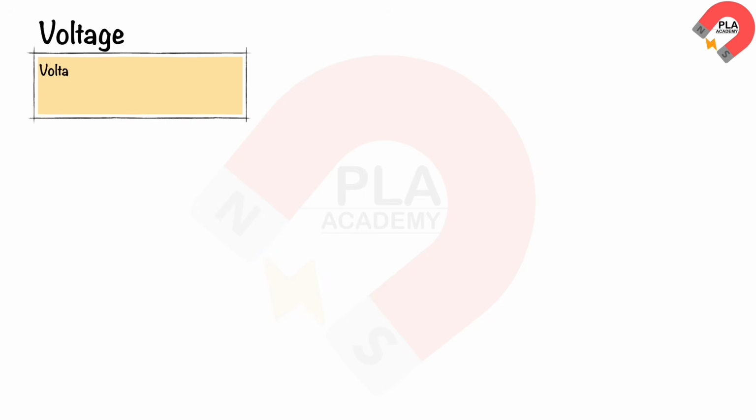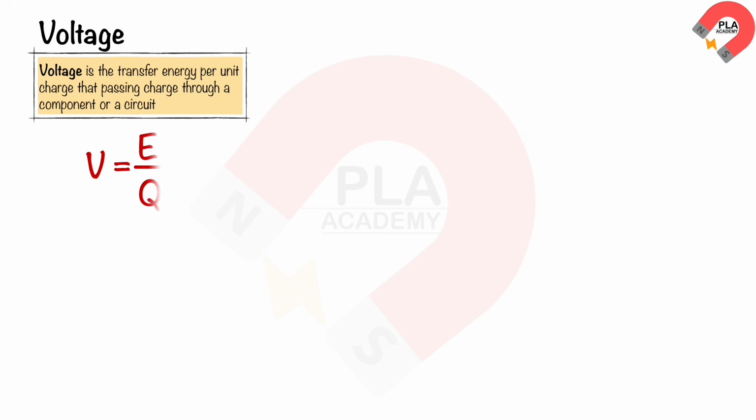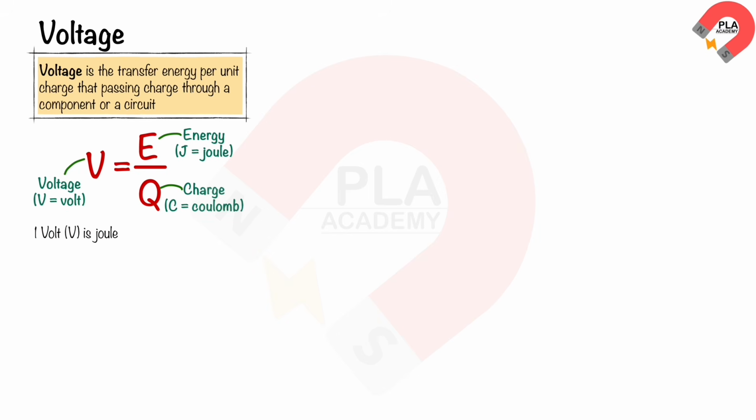Voltage. Voltage is the energy transferred per unit charge passing through a component or a circuit. We can write the equation as V equals E over Q, where V is voltage in volts, E is energy in joules, Q is charge in coulombs. So, 1 volt equals 1 joule per coulomb.